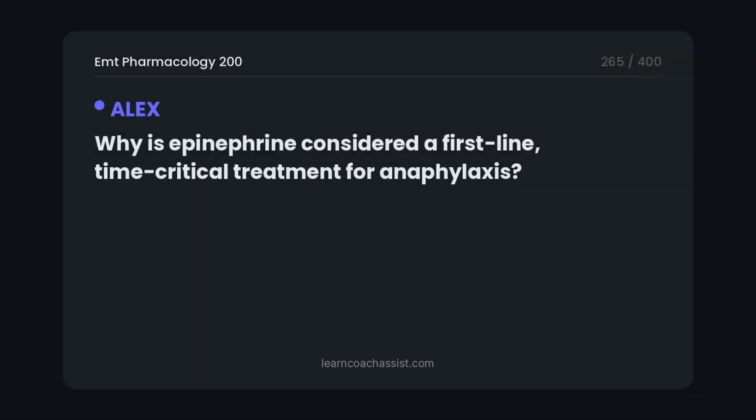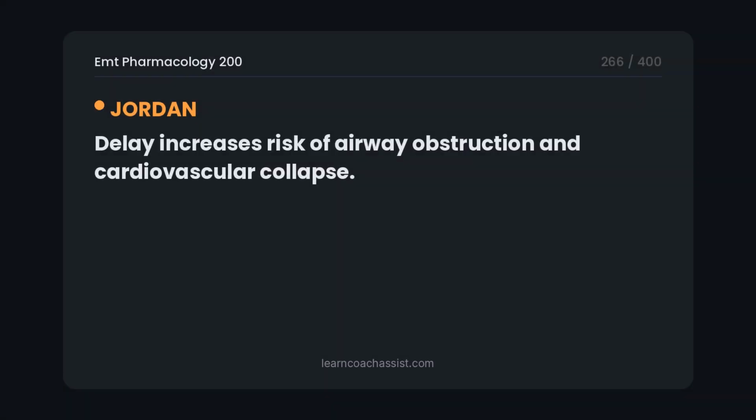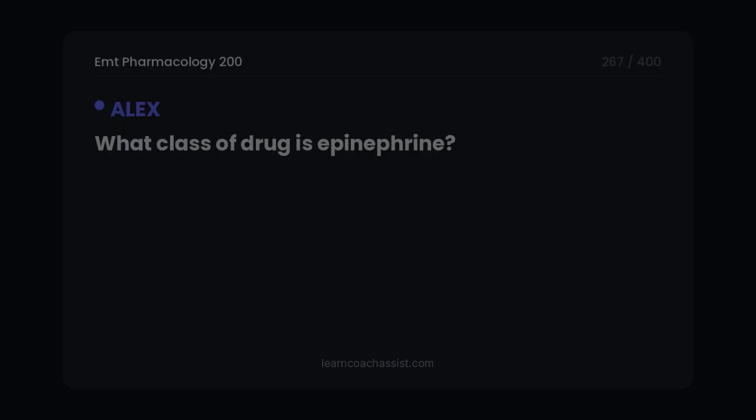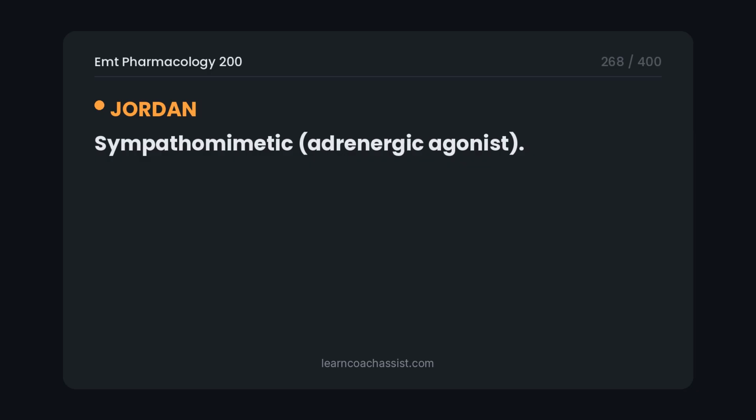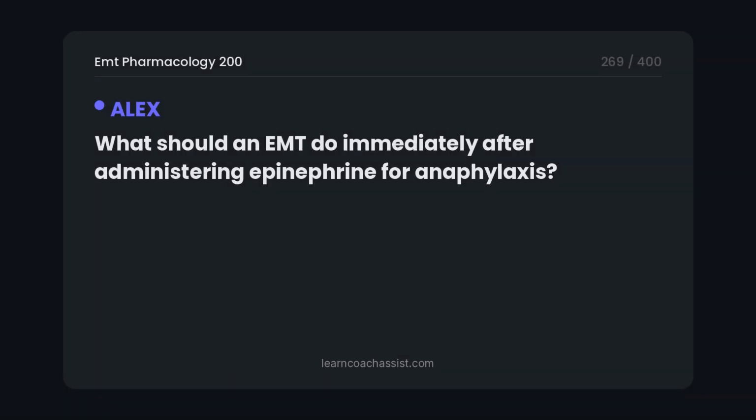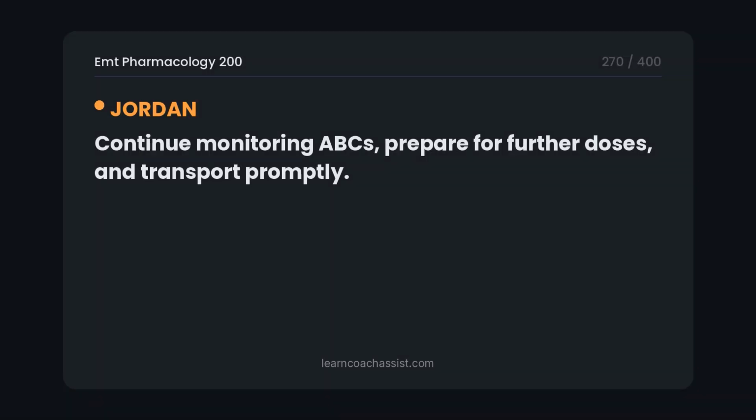Why is epinephrine considered a first-line, time-critical treatment for anaphylaxis? Delay increases risk of airway obstruction and cardiovascular collapse. What class of drug is epinephrine? Sympathomimetic, adrenergic agonist. What should an EMT do immediately after administering epinephrine for anaphylaxis? Continue monitoring ABCs, prepare for further doses, and transport promptly.